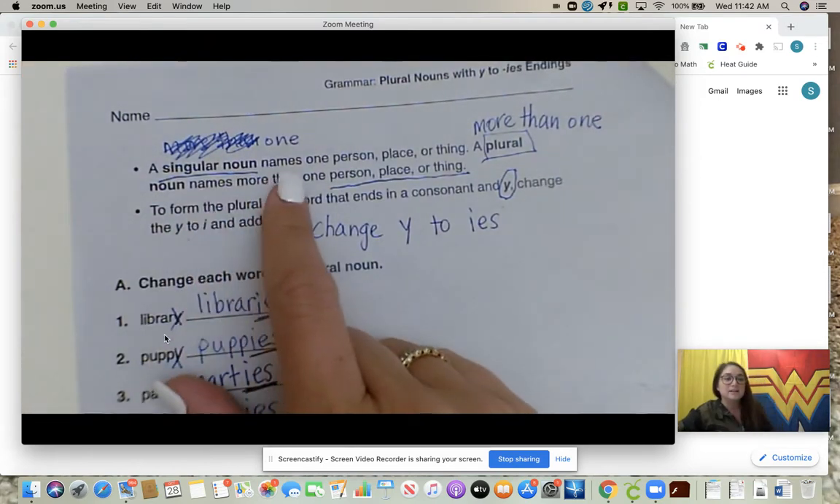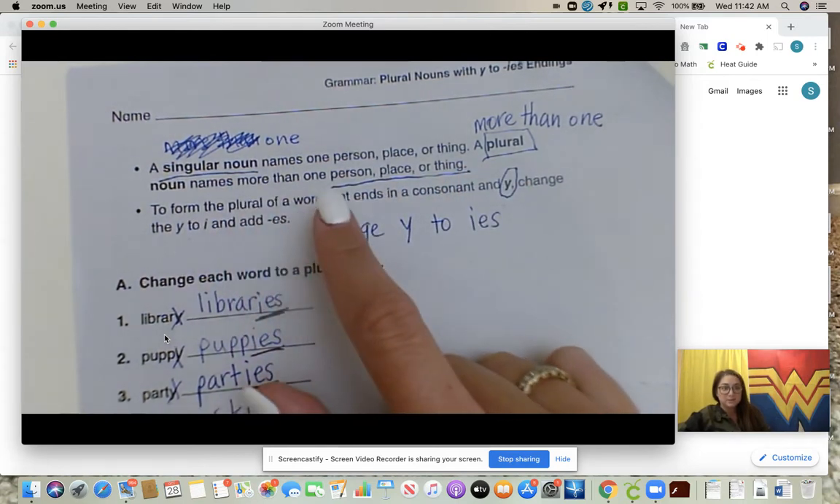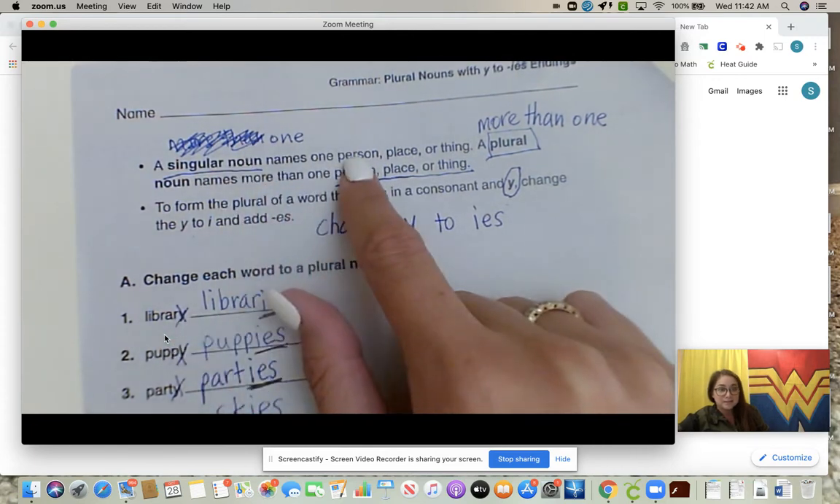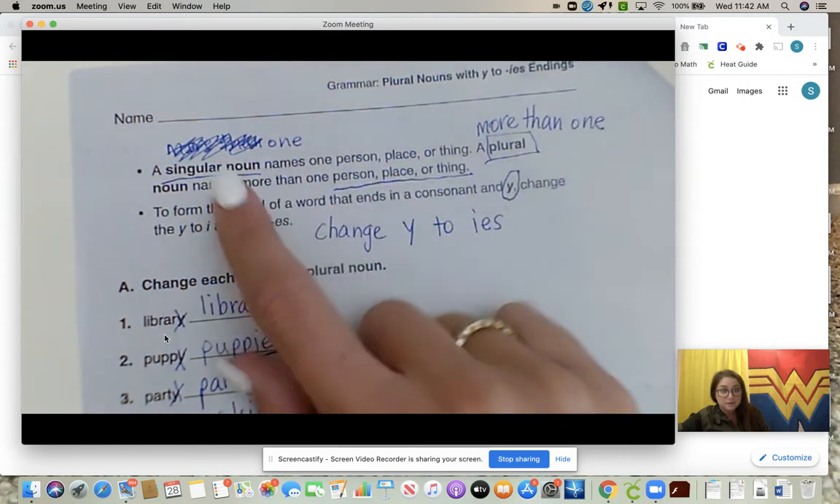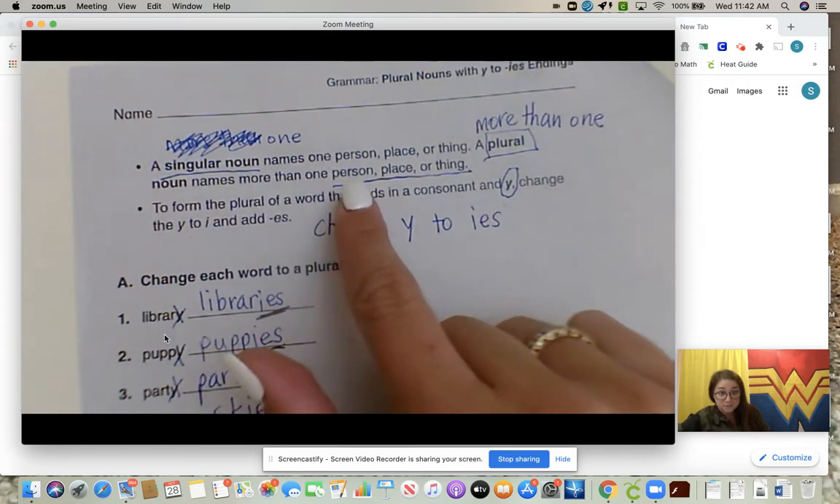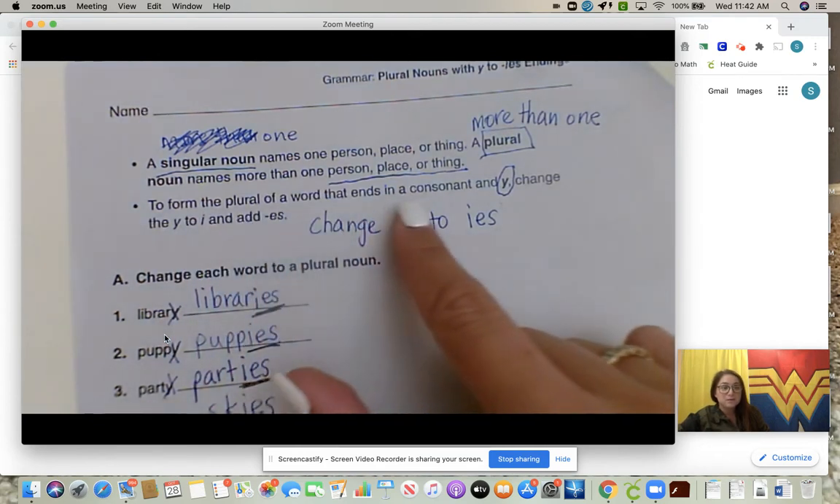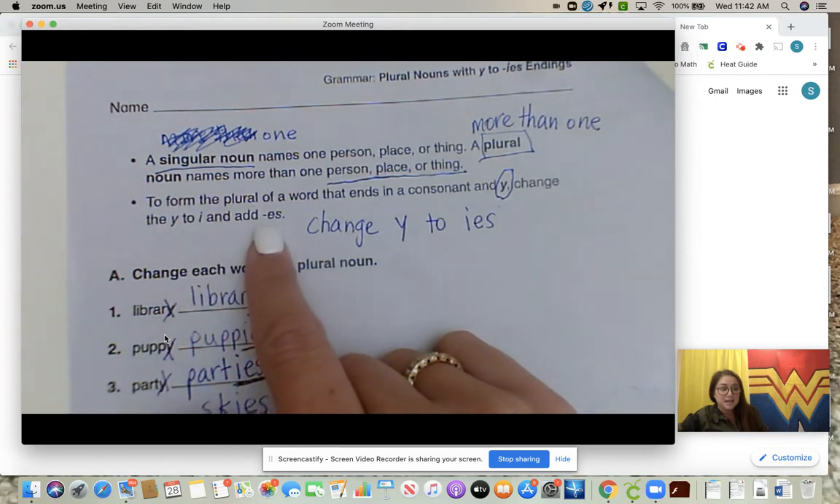So a singular noun names one person, place, or thing. A plural noun names more than one person, place, or thing. Singular means one. Noun is a person, place, or thing. Plural means more than one. A noun is person, place, or thing. To form the plural of a word that ends in Y, change the Y to I and add ES.